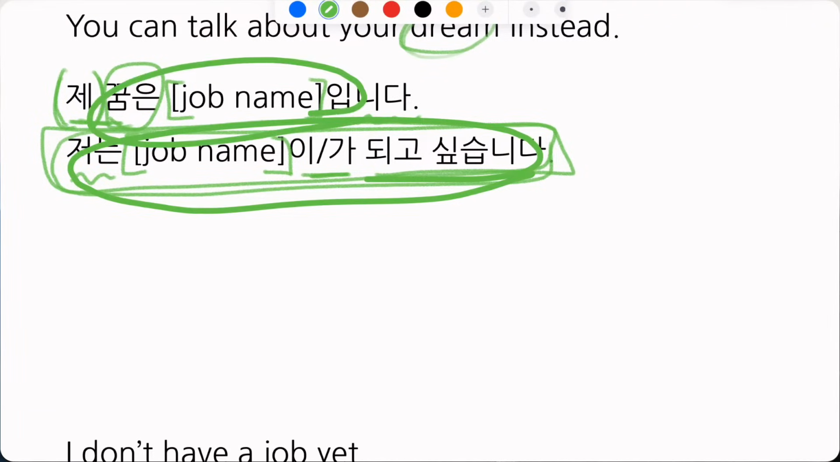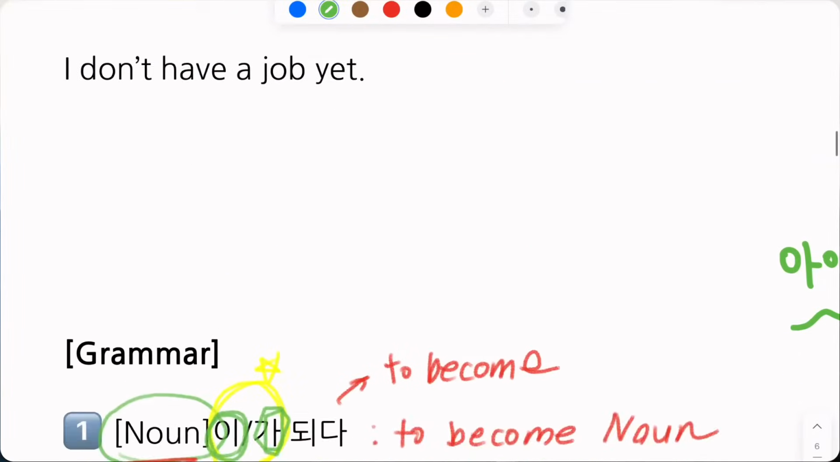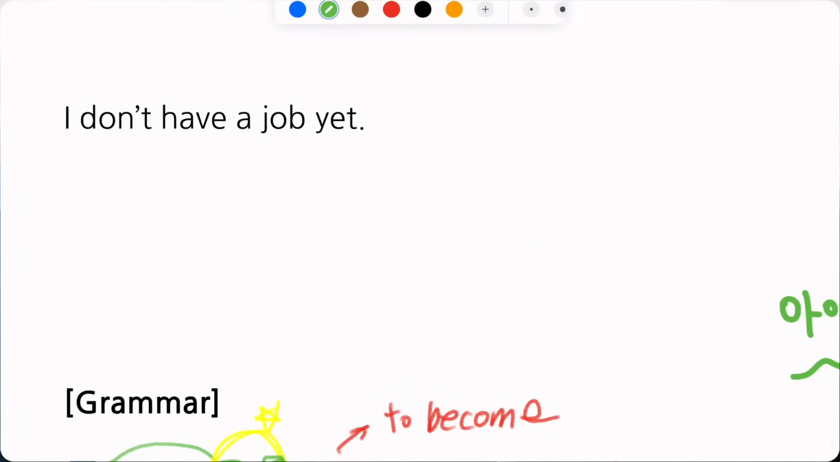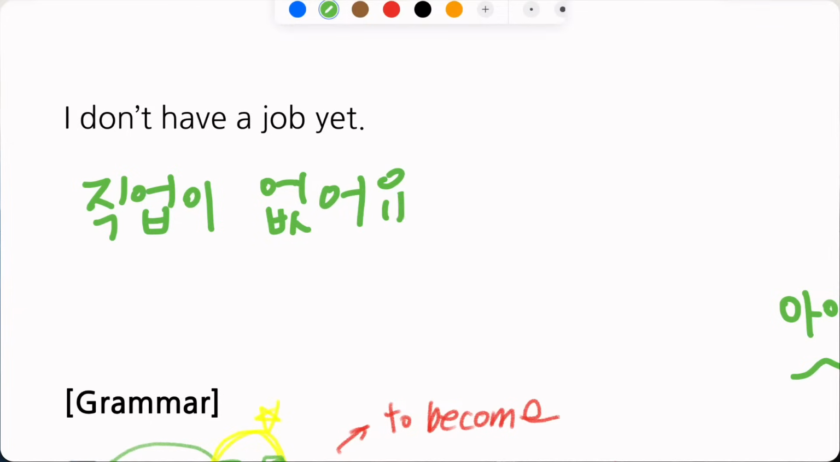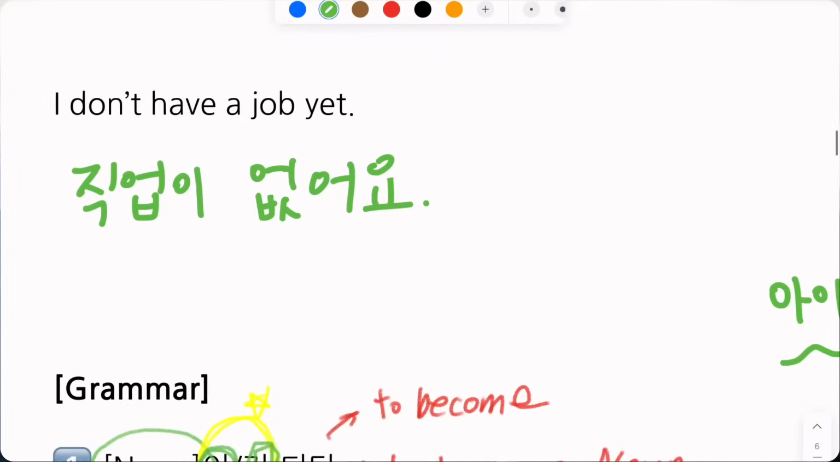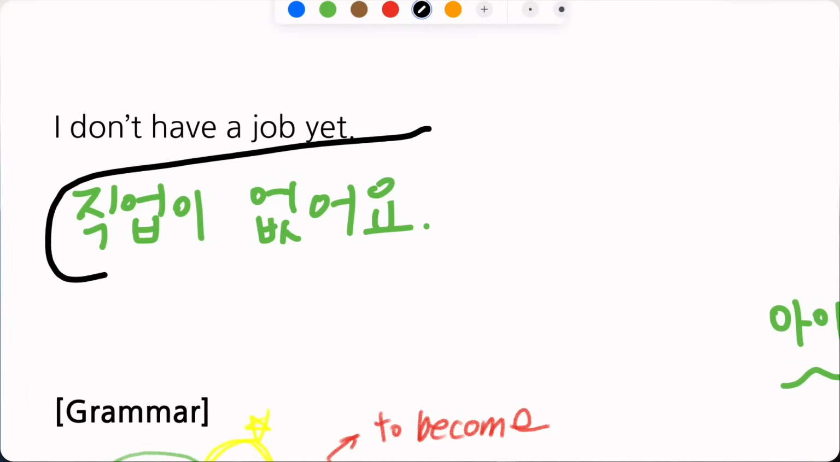So that's how you can say it. Say your name. Say your dream. 그리고 you can also just say, I don't have a job. In that case, you can say 직업, we learned it means job. 직업이 없어요. And this means you don't have a job. 일단은 let's learn the grammar behind this expression.